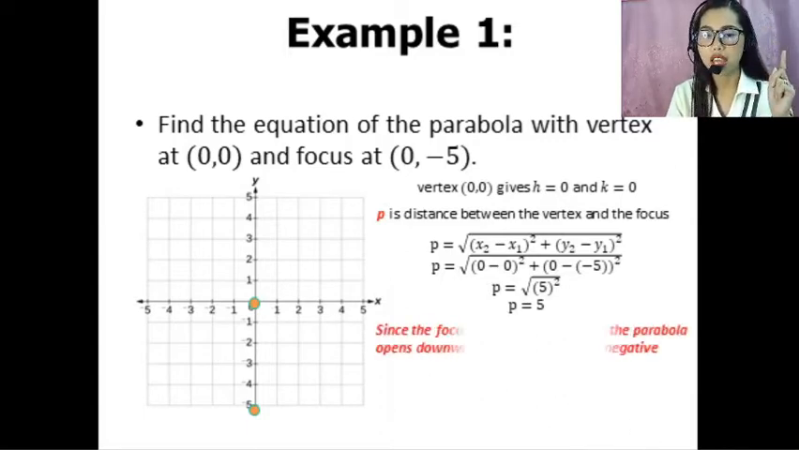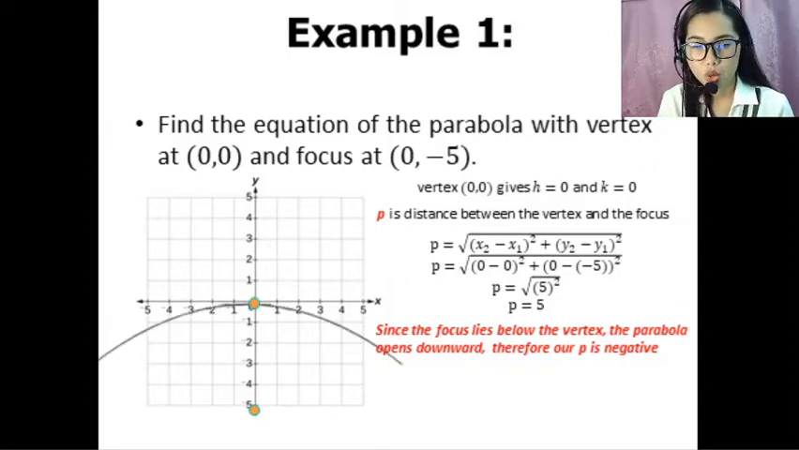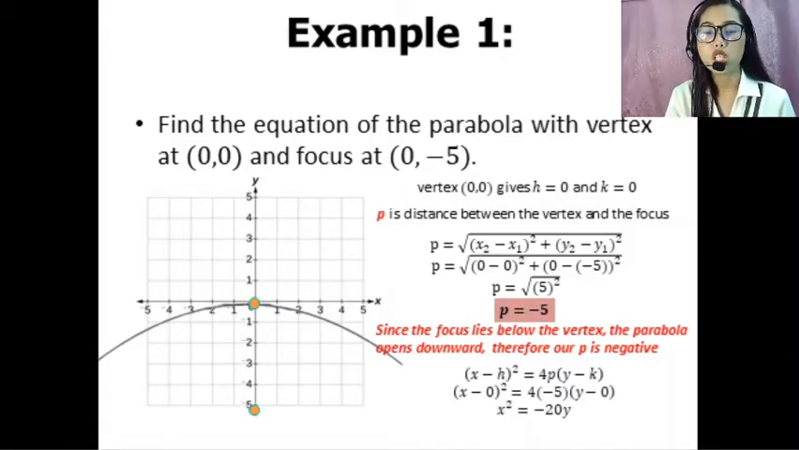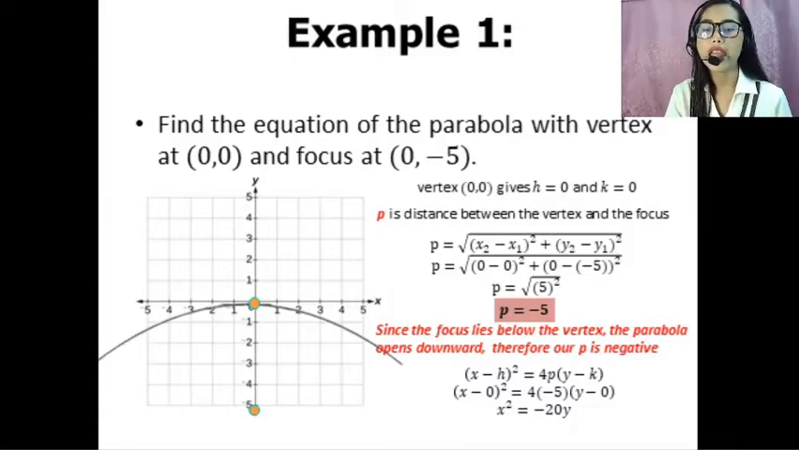Now you have to analyze that the focus lies below the vertex. Since the focus lies below the vertex, our parabola opens downward, which means our p is indeed negative. Since p is negative, now we can substitute these values into our equation, (x minus h) squared equals 4p times (y minus k). Substituting the values of h, k, and p, there you go, you have the equation x squared equals negative 20y.